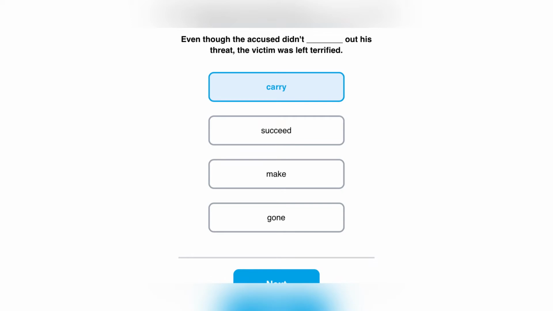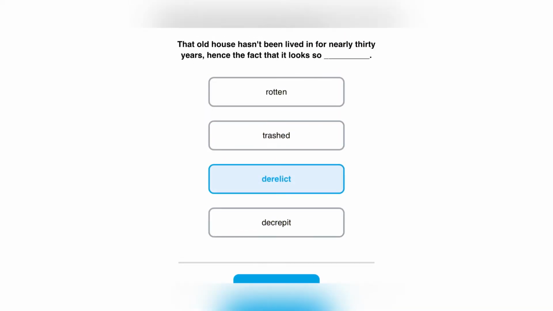So here, it's even though the accused didn't carry out his threat. It's not didn't succeed out his threat. That's totally wrong grammar. Make out his threat. That's not correct either. Gone out threat. That's also wrong. So here's another type of question, but it's a little bit more difficult. That old house hasn't been lived in for nearly 30 years, hence the fact that it looks so what? Rotten? No. Trashed? No.